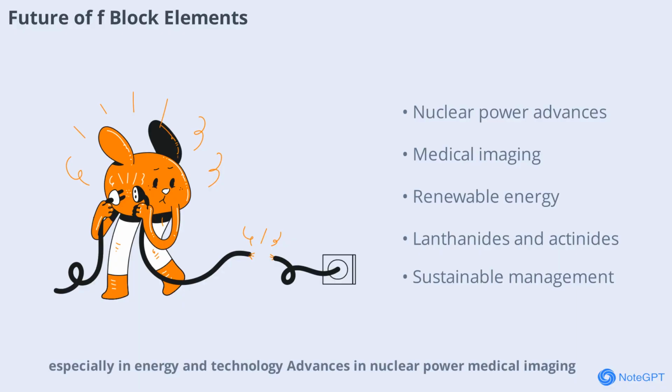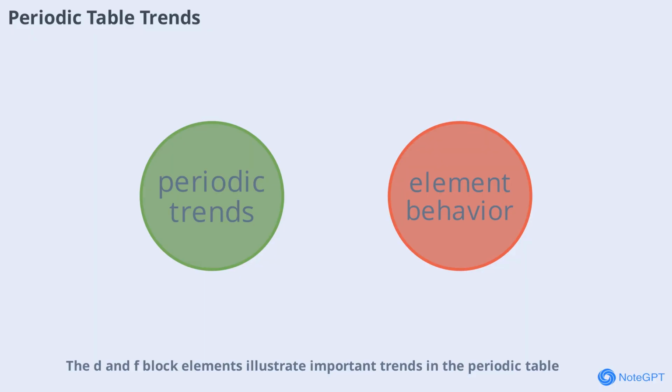Advances in nuclear power, medical imaging, and renewable energy rely on the unique properties of lanthanides and actinides. Continued research and sustainable management will be key to unlocking their full potential. D and F block elements illustrate important trends in the periodic table, such as changes in atomic size, ionization energy, and reactivity. Understanding these trends helps chemists predict the behavior of elements and design new materials. The periodic table is more than just a chart, it's a powerful tool for scientific discovery.